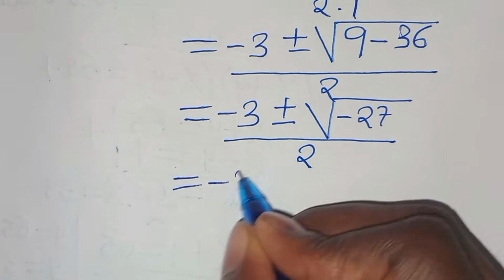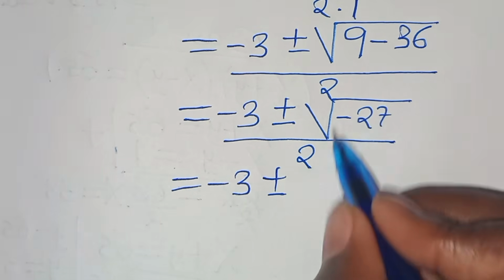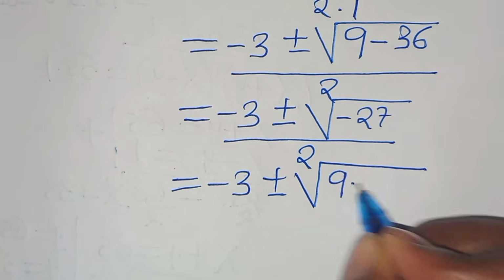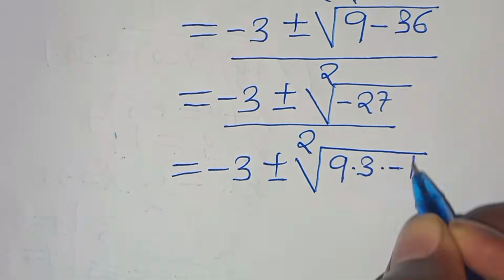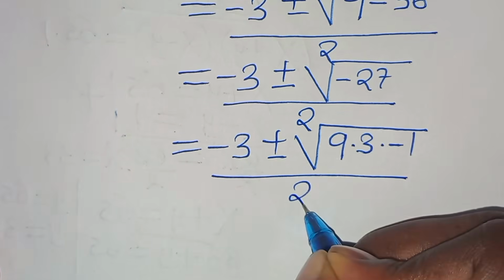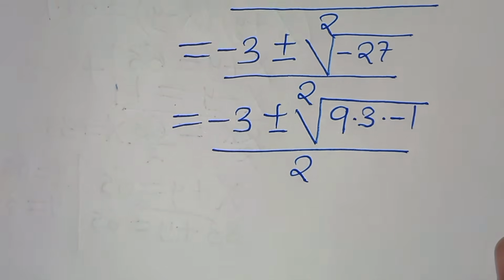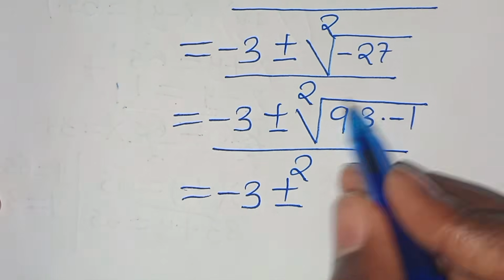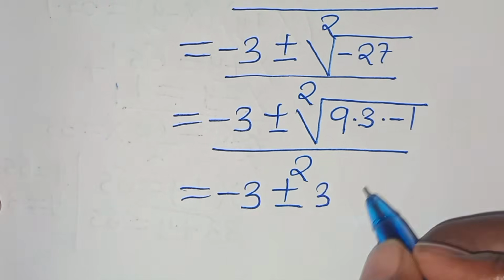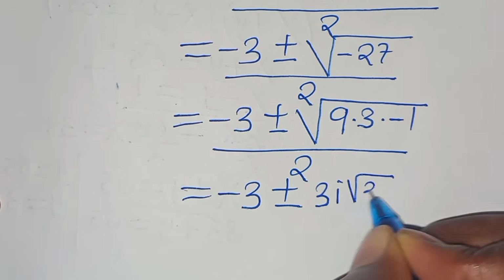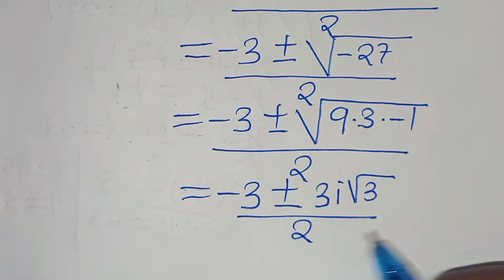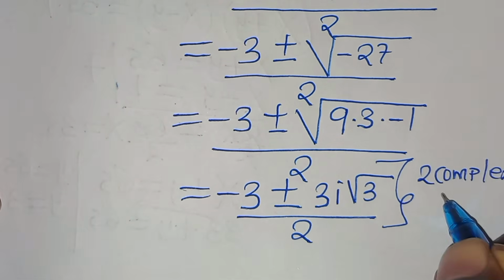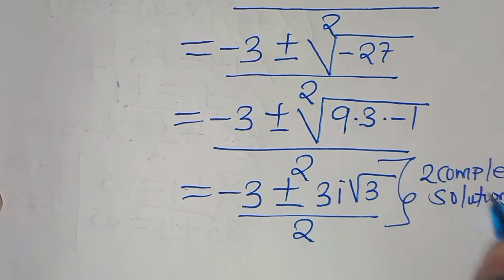So here we have minus 3 plus or minus. We can express the square root of minus 27. This is the same thing as 9 multiplied by 3 multiplied by minus 1. Everything here divided by 2. So this implies that here we have minus 3 plus or minus the square root of 9, this is 3. Square root of minus 1, this is i, then square root of 3. Everything here divided by 2. So these are two complex solutions under case 2.